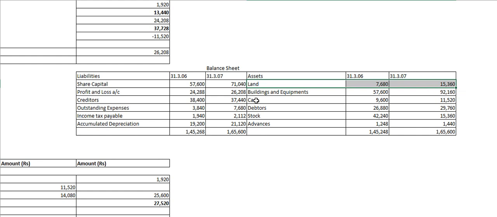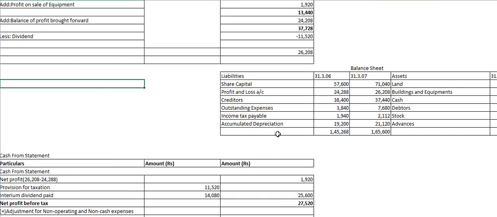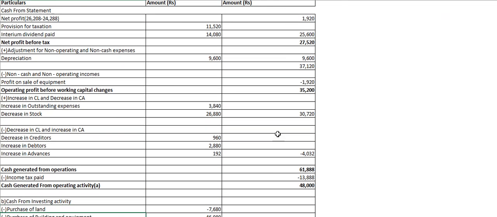Next, you have your debtors. When the current asset decreases, you will add it. When the current asset increases, you will minus it. So debtors has increased, so you will minus it. Stock, if you see the last year 42,250 and 15,360, this has decreased, so you will add it. Advances has increased, so you will minus it. So debtors and advances will be minused, and only the stock will be added back in order to show your working capital changes.